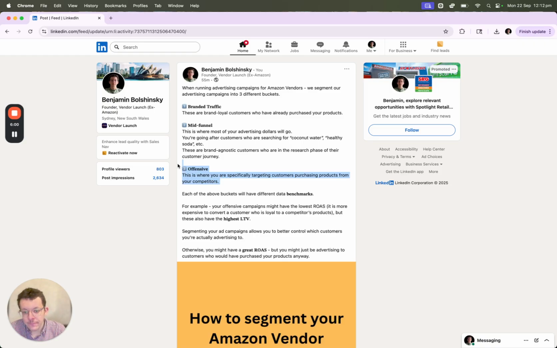So yeah, it's super important to break down your metrics in your advertising console by specifically what kind of customers you're targeting, because each of them will have significantly different associated data points and benchmarks.